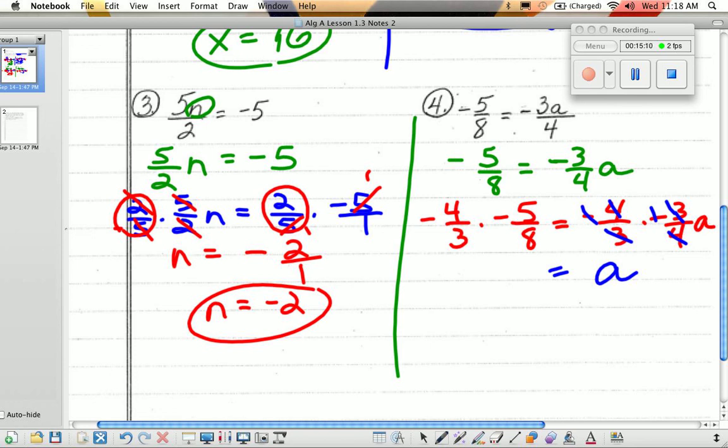Okay, is there any simplifying we can do over on that other side before we multiply? Yeah, 4 and 8, can't we do that? Yeah, 4 goes into both of them, so 4 into itself is 1, 4 into 8 is 2. Anything else? Rose?